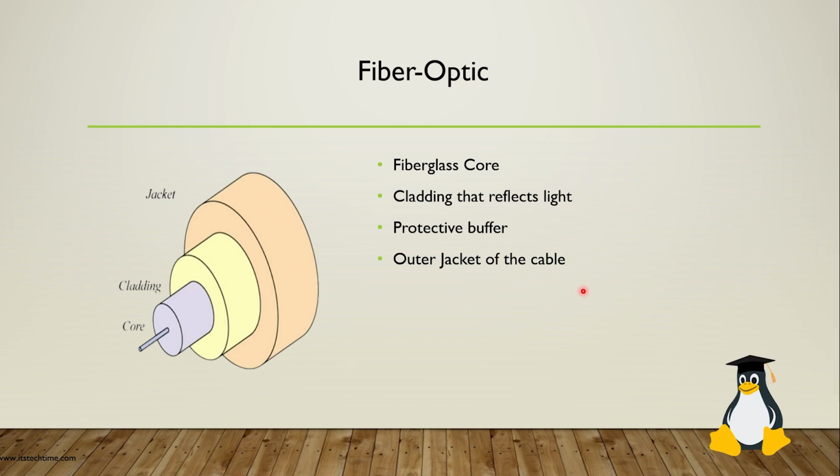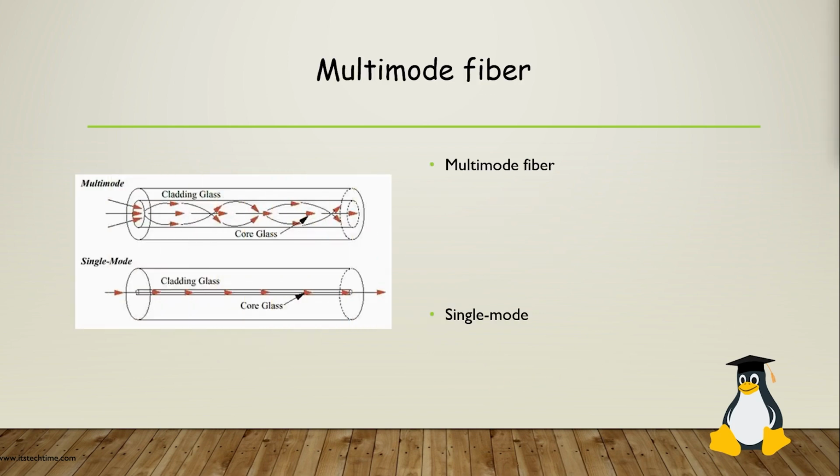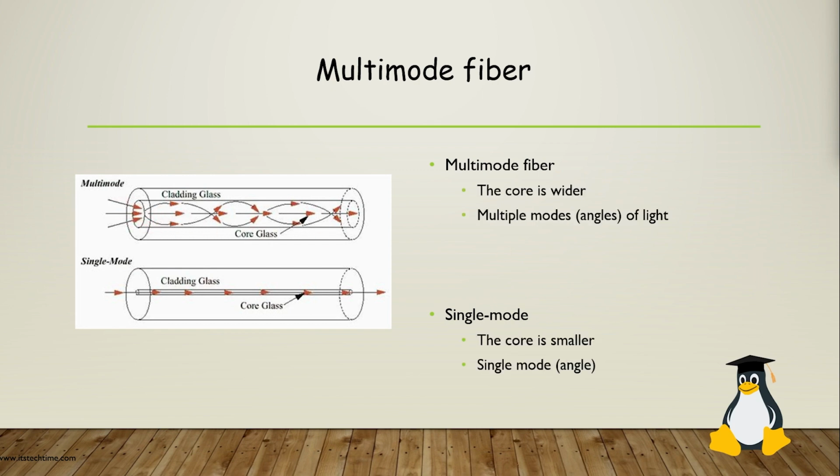There are two main types of fiber cables out there. You have single mode fiber and multi-mode fiber. If you look at this example of multi-mode next to single mode fiber, in multi-mode fiber the core is wider, whereas in single mode it's narrower. The multi-mode fiber is capable of multiple modes or angles of light, whereas the single mode fiber just has the single angle of light.